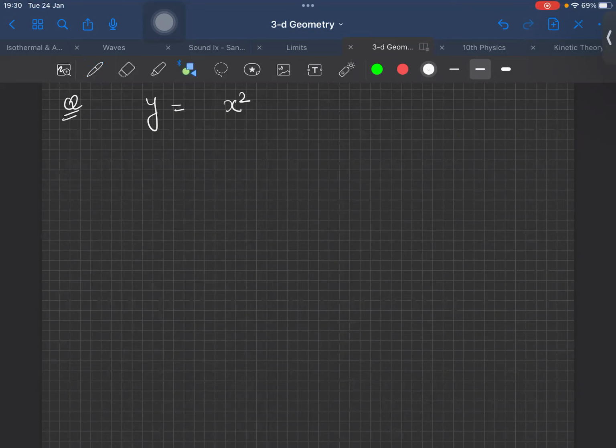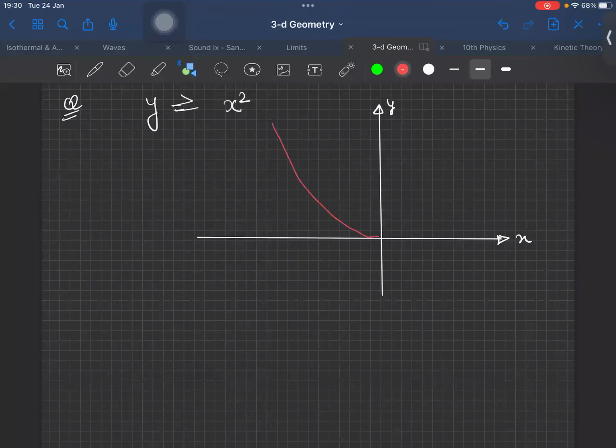Okay, so let's draw the graph in x and y. Not equal to, let's say it is y greater than or equal to x square. Okay, so what will be the possible values? So this is y, this is x. Now how do we draw y is equal to x square? We kind of know that, right? So I'll just directly draw it. This is the function y is equal to x square.